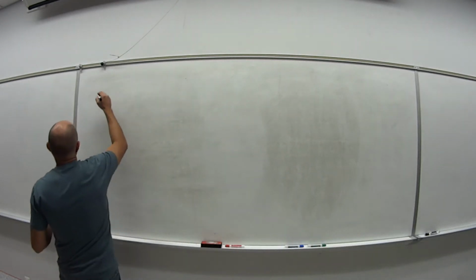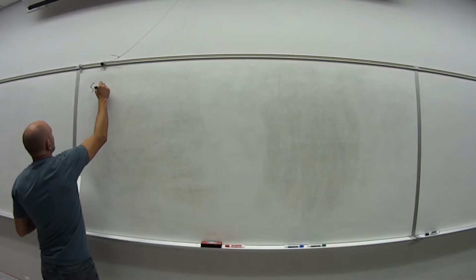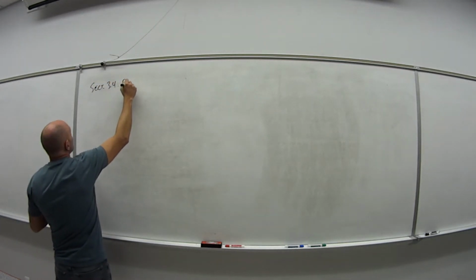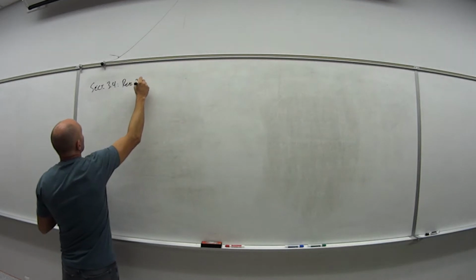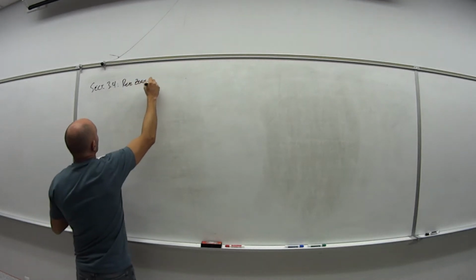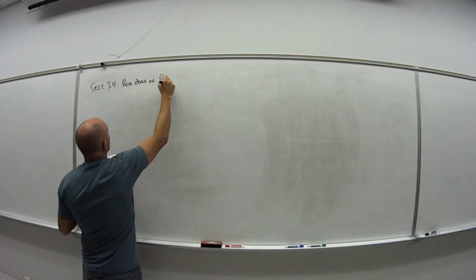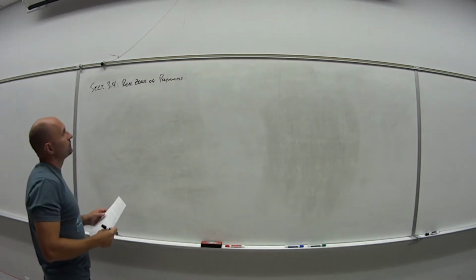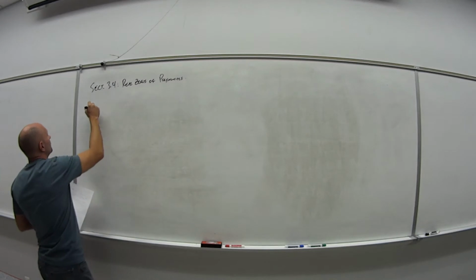In this section, we're going to be looking at what's known as real zeros of polynomials. So in this first video, let's look at the polynomial.